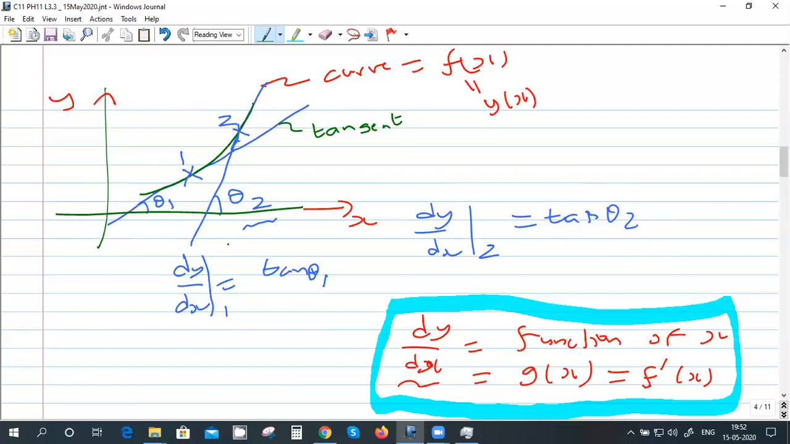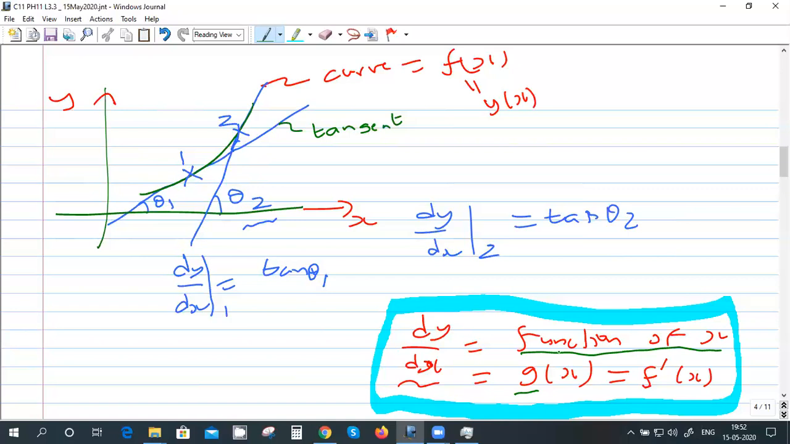Okay, at point 2 the tangent is different, so it's making a different angle theta 2 with the x-axis. So dy by dx at point 2 is tan theta 2. So the basic thing is that dy by dx, the derivative, changes from point to point because the tangents are different. So the important thing is that dy by dx is a function of x. I can call that function g. It's a function, right? I can use any letter to represent a function, like y equals f of x. So I can use g.